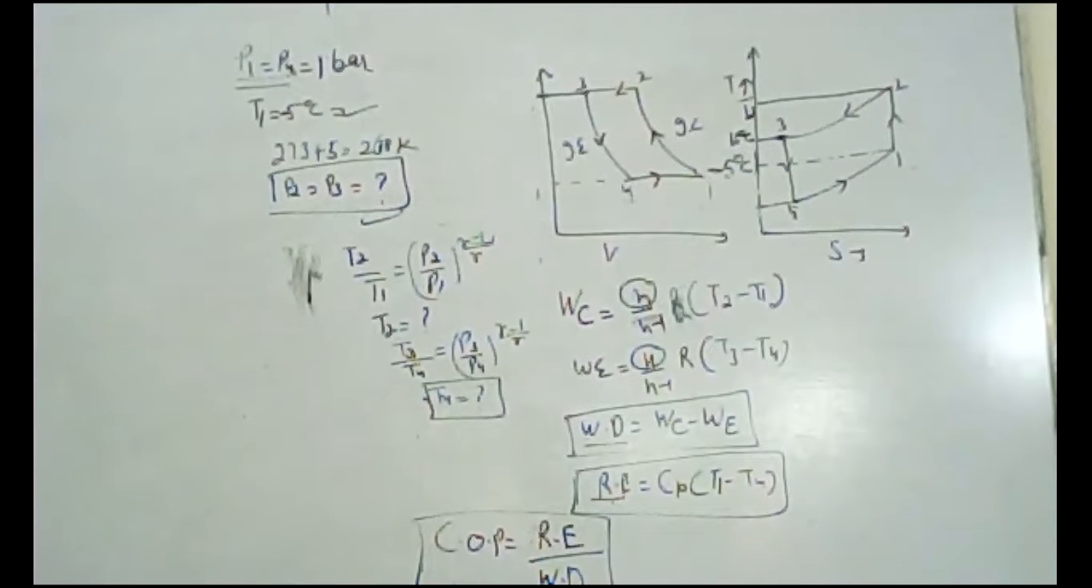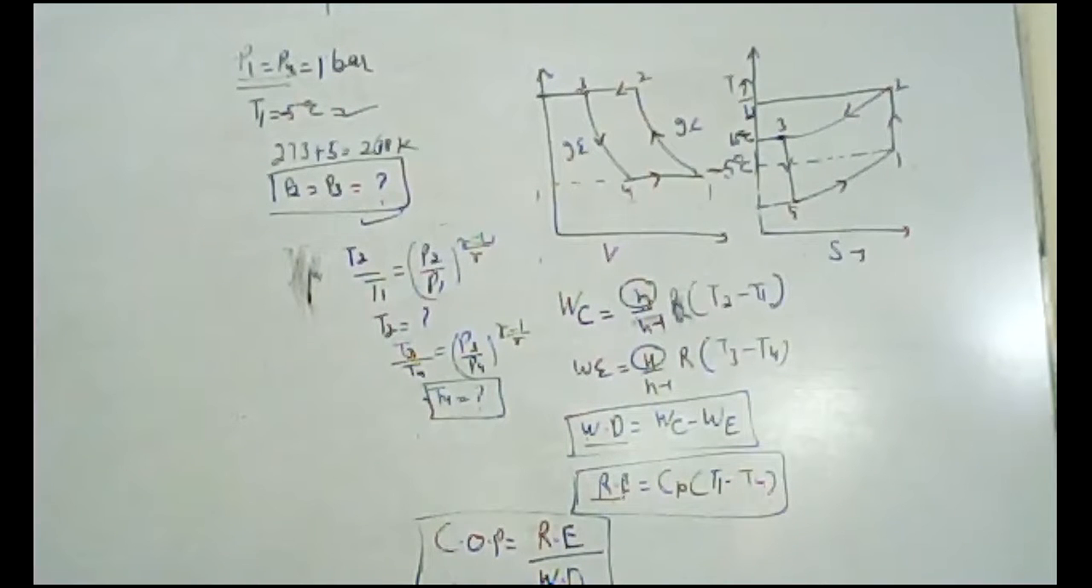Everybody calculate the value. First of all, you have to find out the value because T1 and T3 values are both given in your numerical. So first of all, you have to calculate the values of T2 and T4. T2 by T1 is equal to P2 by P1 raised to power (gamma minus 1) upon gamma. From this equation, you can find out the value of T2. And from the second equation, T3 by T4, you can calculate the value of T4, as T3 is given in your numerical.